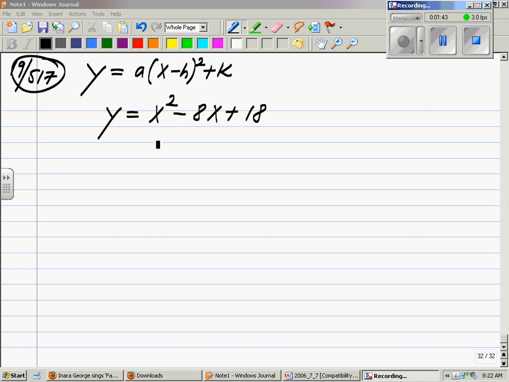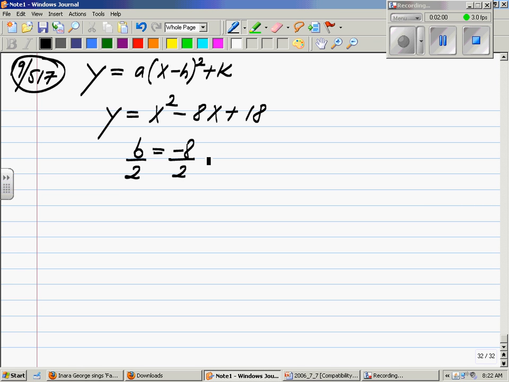We have to find b, right? What is your b? B, which is the coefficient of my x here, is negative 8. After you find that, we look for half of b. Half of b will be negative 8 over 2, which is negative 4.